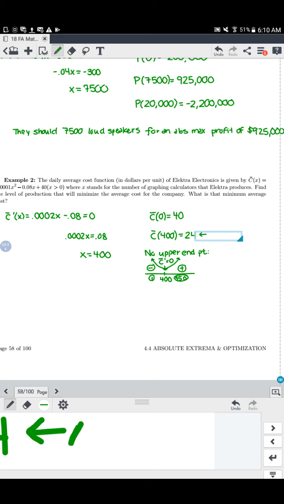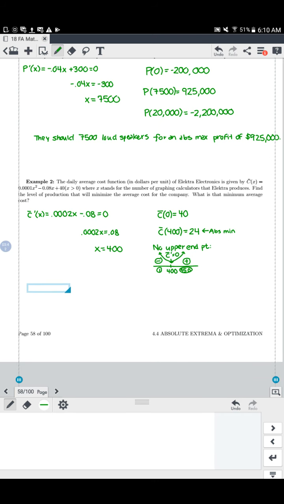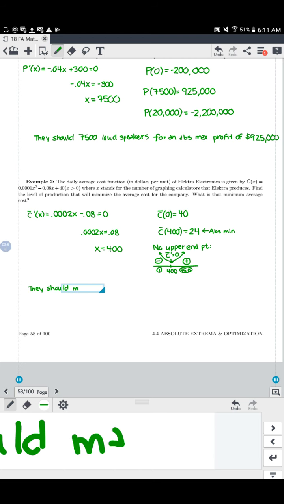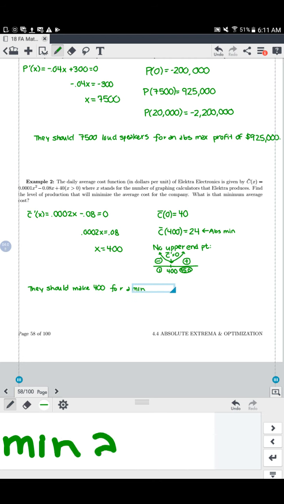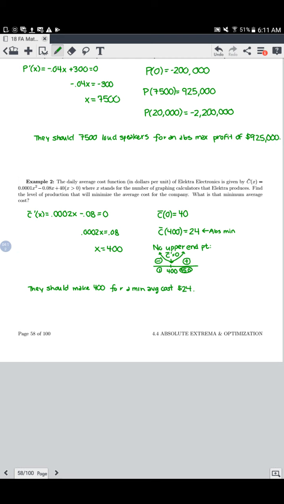So this is my absolute min, which is exactly what I wanted because I'm trying to minimize cost this time, not maximize it. So there's my answer. They should produce 400 calculators for a min average cost. The minimum average cost for each calculator is $24. Here's my absolute min.